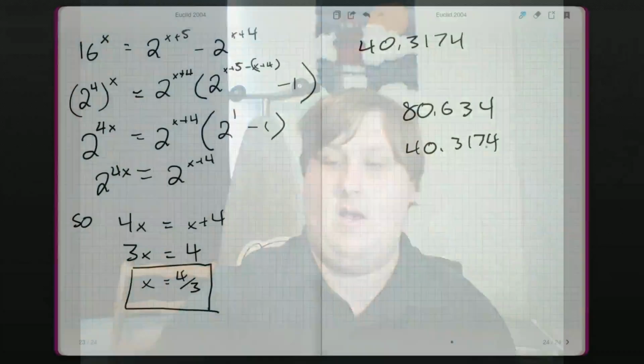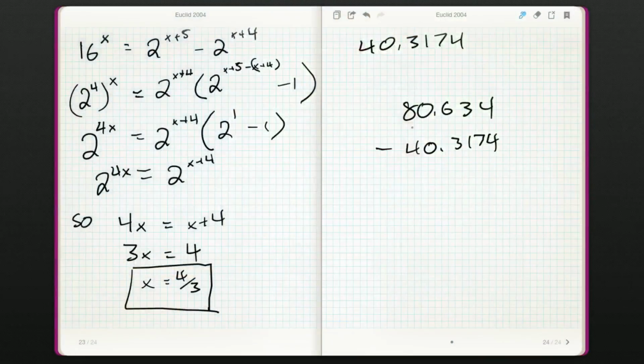But now we can do 2 to the power of 4/3 plus 5. And that's 80.634. And then 2 to the power of 4/3 plus 4 is again 40.3174. And if we take the difference of these, it's pretty clear that the top one is twice the bottom one. So we are just going to get 40.3174 again. So this did all work.